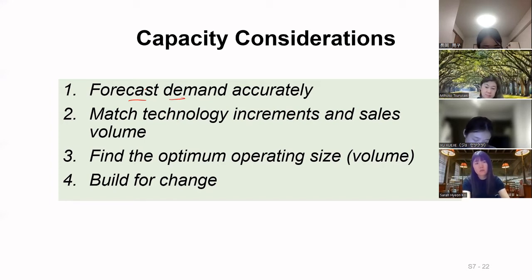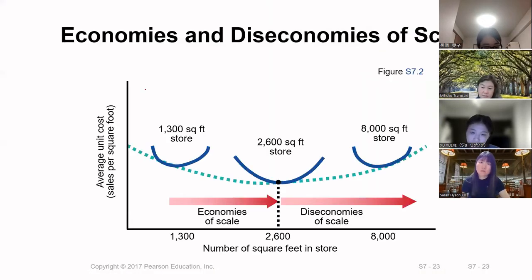And also flexibility, build for change, build new facilities. So when you talk about operating at the optimum, this is just an example, just a concept. If you want to produce at this, economies of scale actually exist when average cost declines. Okay, this is the average cost. This is economies of scale.